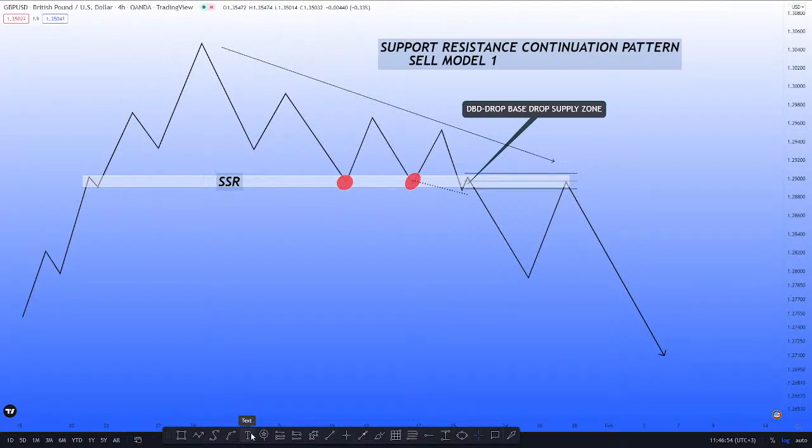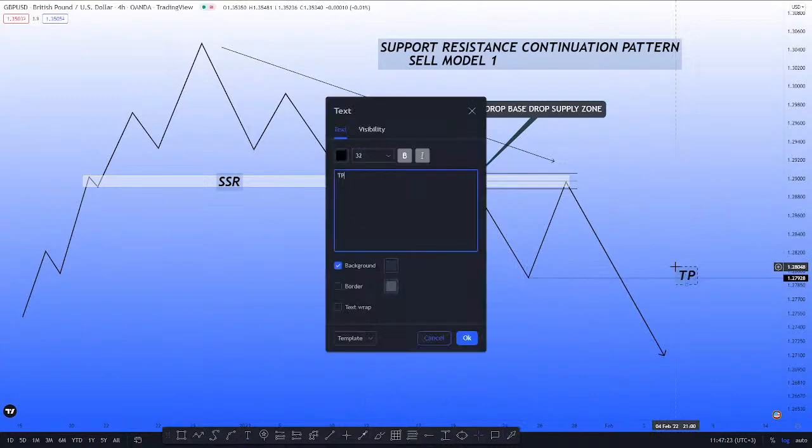You can also look at the lower time frame and look for a supply within the higher time frame supply zone. Those are the things you look at to reduce your risk, because a 20 pips stop loss is much. For the take profit, this will be take profit one. This is the low. So this will be the TP one.